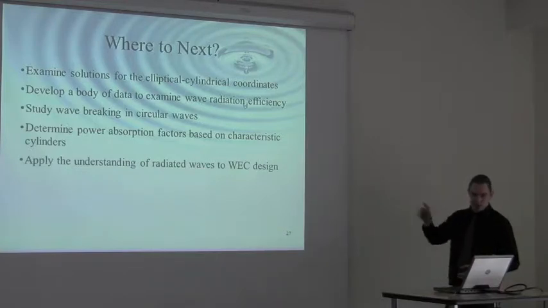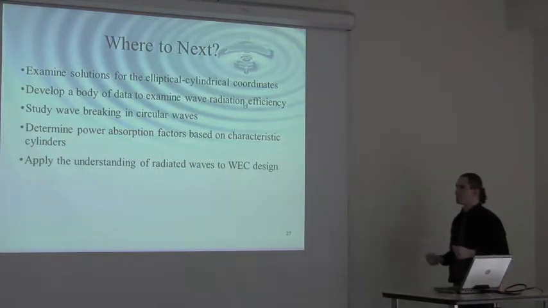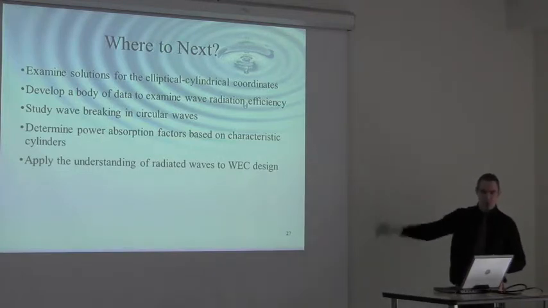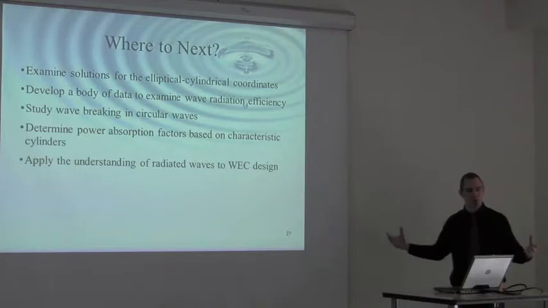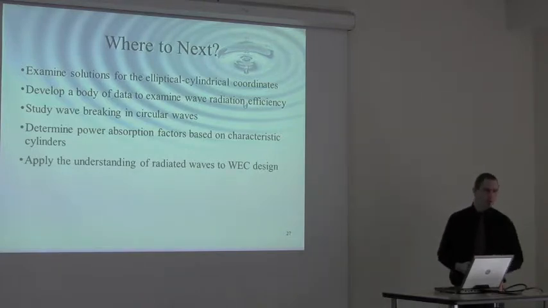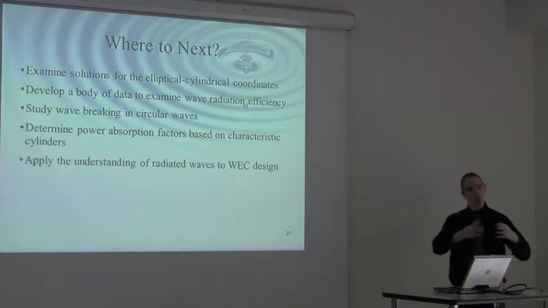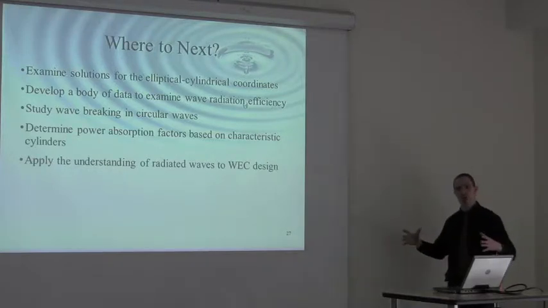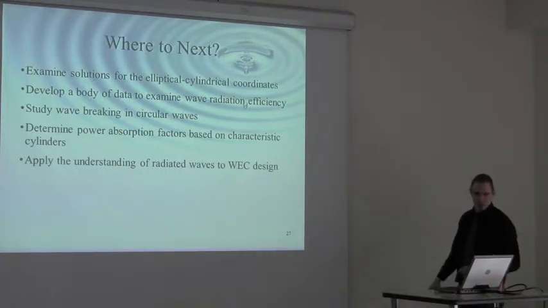And also power absorption factors. You can also determine power absorption factors based on characteristic cylinders. So this is actually something I've started with. The characteristic cylinder theory has been mainly worked on looking at radiated waves. You can, in theory, also introduce a plane wave and look at the displaced volume of the two of them together. And then you can calculate things like absorbed power, your absorption length. So we talked about that earlier, absorbing more energy than is incident on the device. You can actually relate the radius of your device to your absorption length and find out theoretical limits. And that work's already underway.